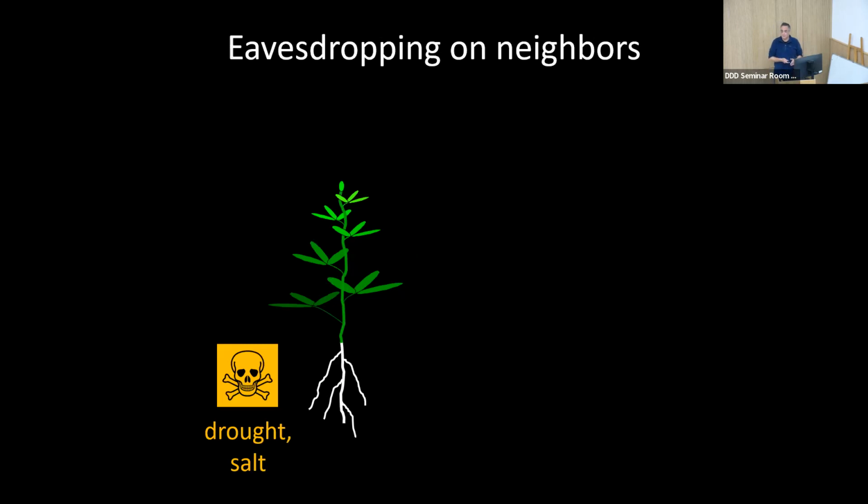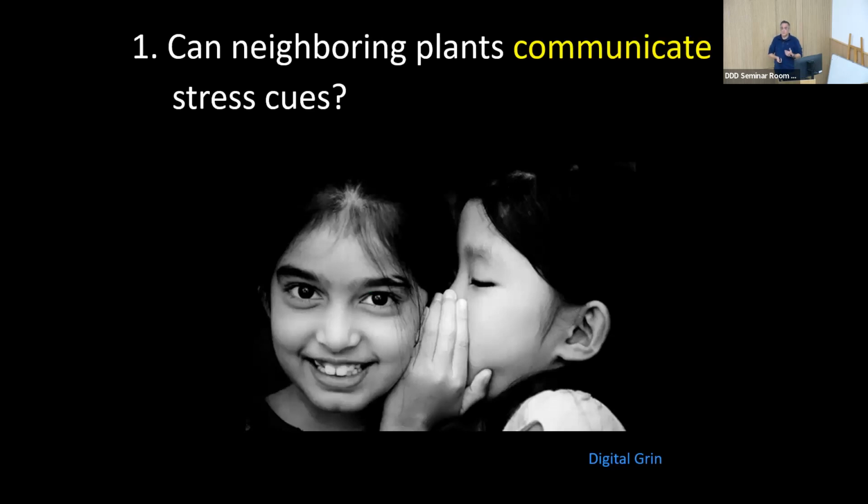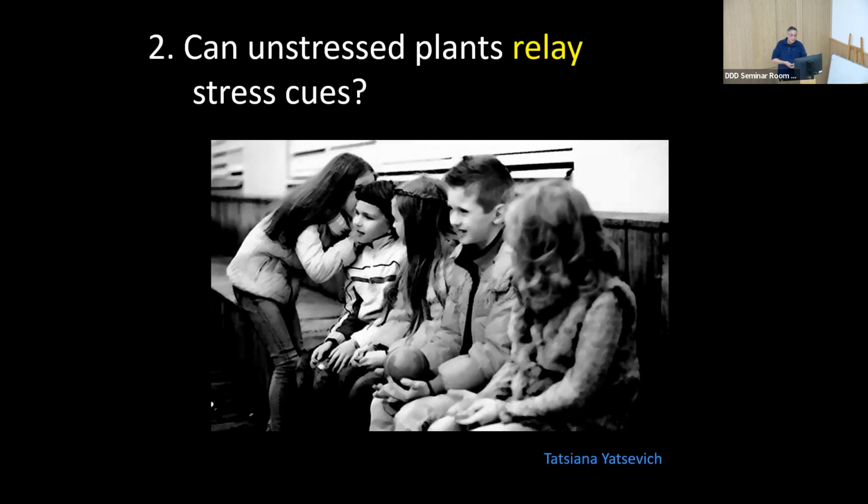Let's think about the following situation. When we talk about plants, there is a certain plant standing out there, experiencing some stress. Could be drought, salt, or anything else in our system. And what about the neighbor? Is the neighbor oblivious to this, or can it get any information from the neighbor and do something about it before the stress hits it? So we ask specifically two questions. One, can neighboring plants communicate stress? And the other question is, can unstressed plants, which are the neighbors, relay the stress cues to yet additional neighbors?